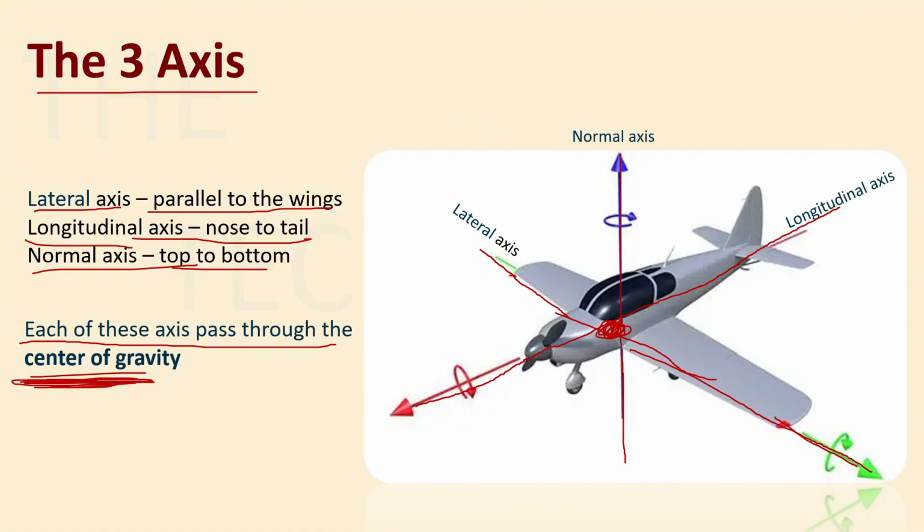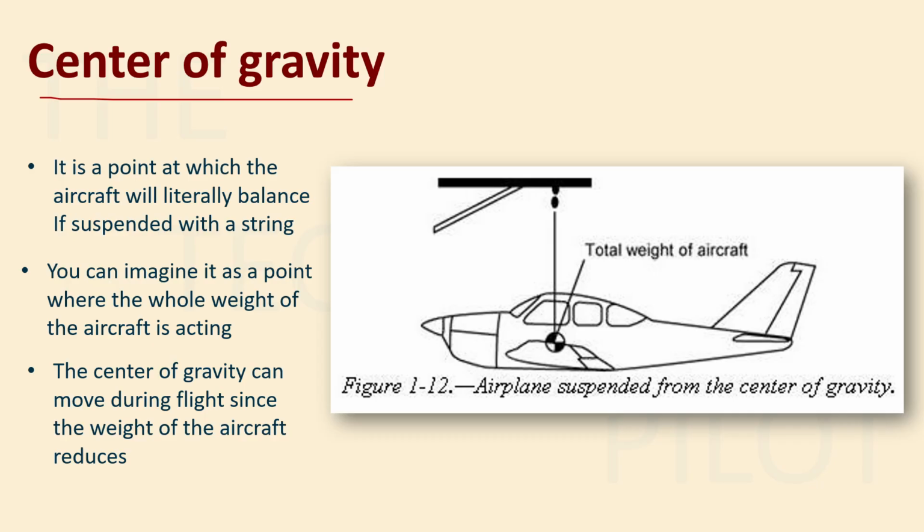You might have heard this very often, but what is center of gravity actually? Let's see. Center of gravity is a point at which the aircraft will literally balance if suspended with a string. So, imagine it like this. If I have an attachment over here and I have attached my aircraft with a string, my whole aircraft will balance. It won't tip down or tip up. The aircraft will literally balance at this point.